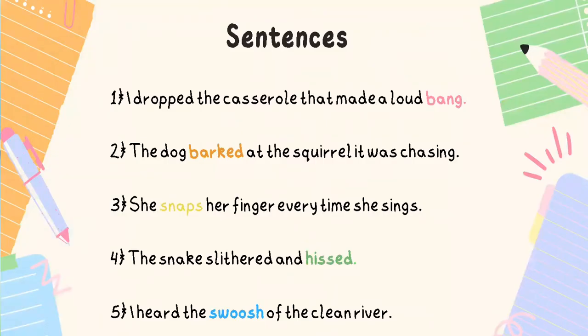Here are the sentences using onomatopoeia. I dropped the casserole that made a loud bump. The dog barked at the squirrel it was chasing. Number 3. She snaps her finger every time she sings. The snake slithered and hid. Number 5. I hear the swoosh of the clean river.